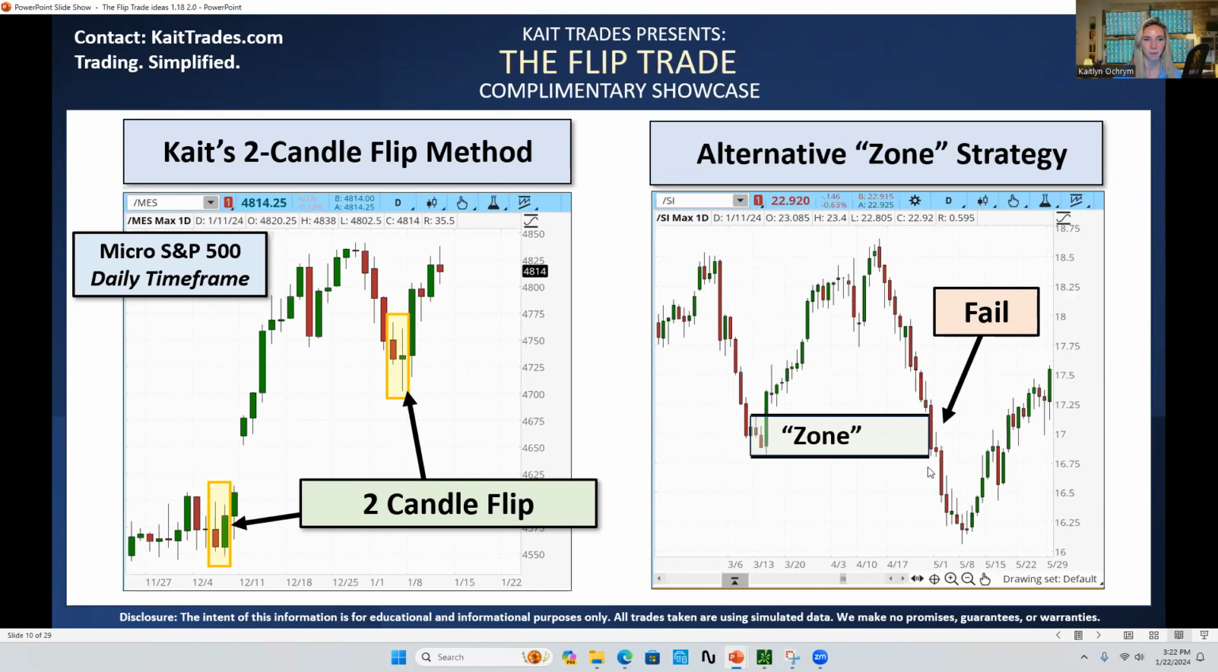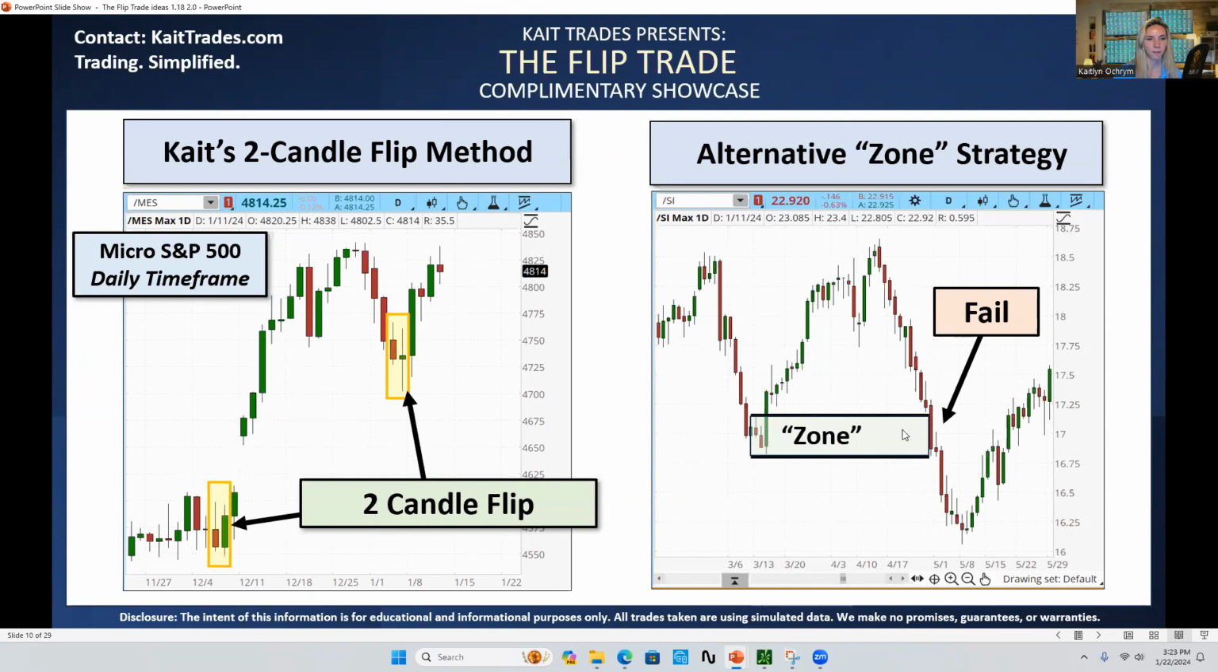Very frustrating. Been there time and time again, trying to find zones, different ways of looking at zones, and ultimately they fail. And very nerve-wracking, especially getting into the zones and not being 100% sure if it was going to work or not. So I wanted to switch things around and not teach it this way, but rather when we can identify the 2 candle flips, that is a more active way of trading with the trend.